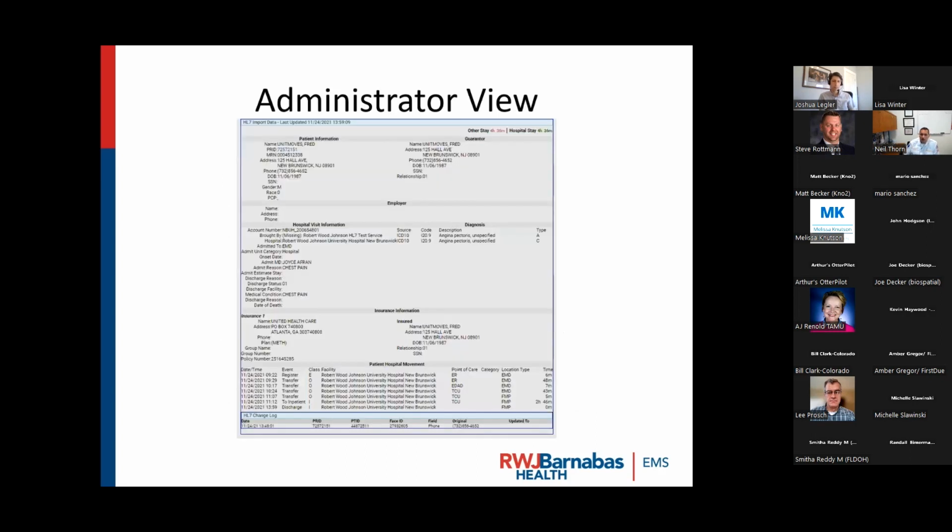So from the administrator view, this is the screen that we end up being able to see. And from this perspective, it gives us a lot of information in the sense of it's our demographics, our insurance information, which helps with our billing components. And then it gives us the patient movement, our diagnosis codes. So we're able to interact with the system and really get a maximum amount of information provided to us, and to be able to really improve what we're doing with our patient care.